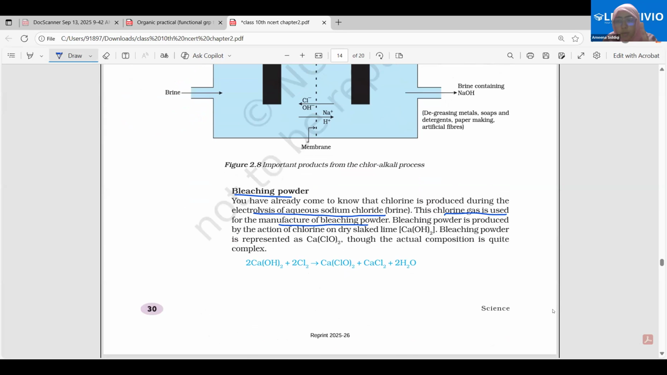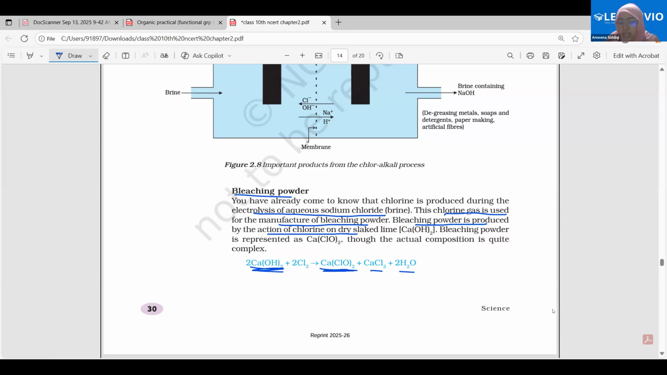Now be careful with the formula of the bleaching powder. Bleaching powder is produced by the action of chlorine on dry slaked lime. What is slaked lime? I've already told you, calcium hydroxide. We have taken that in the dry form and passed the chlorine gas, which we got from the decomposition of sodium chloride, through this slaked lime. What will we get? Calcium hypochlorite, that is the bleaching powder, along with calcium chloride and water.